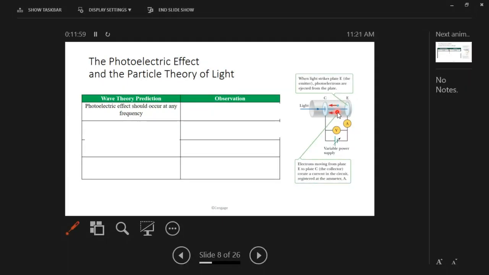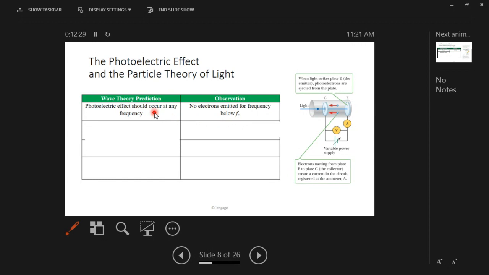Observations didn't show that. Observations show that for any certain metal, there is a specific frequency called the cutoff frequency, such that if the frequency of the radiation is less than this cutoff frequency, no matter how much the intensity of that wave is, no photoelectron is going to be observed.